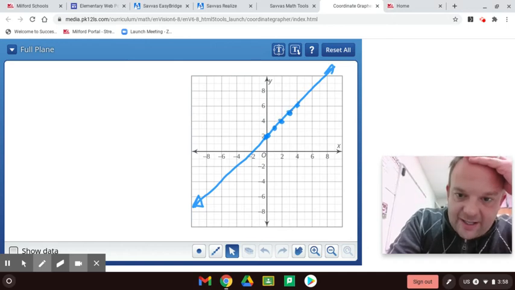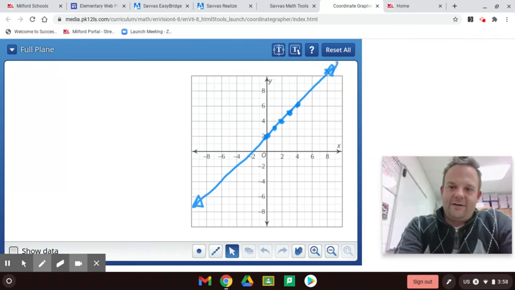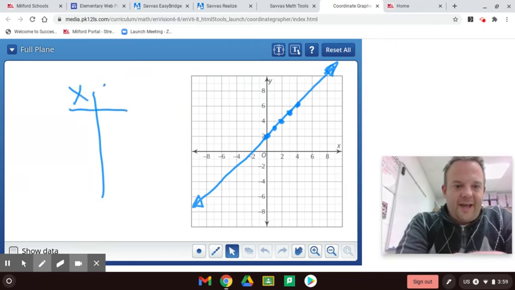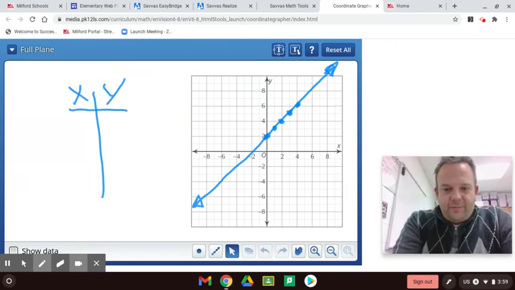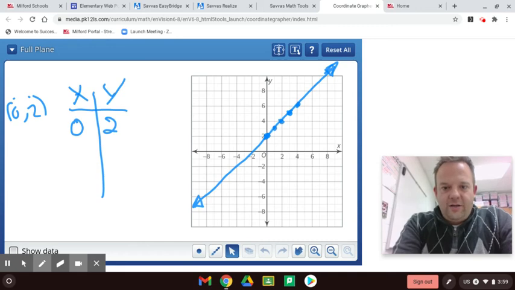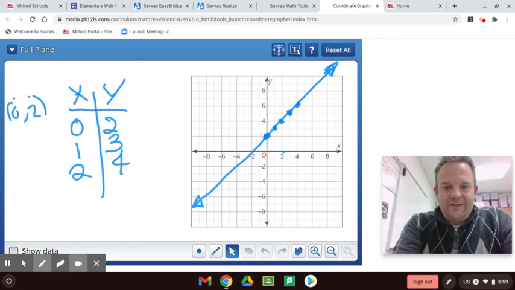So you're given a line like this, and your teacher's going to say, what's the equation that represents that line? You'll draw a T-chart like this, x, y. Then you plot the points. This point is 0, 2. This one here is 1, 3. This one here is 2, 4. This one over here is 3, 5.